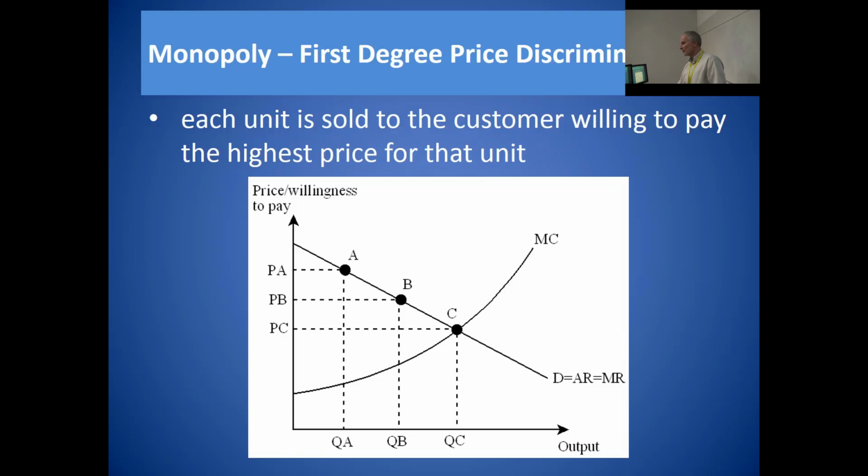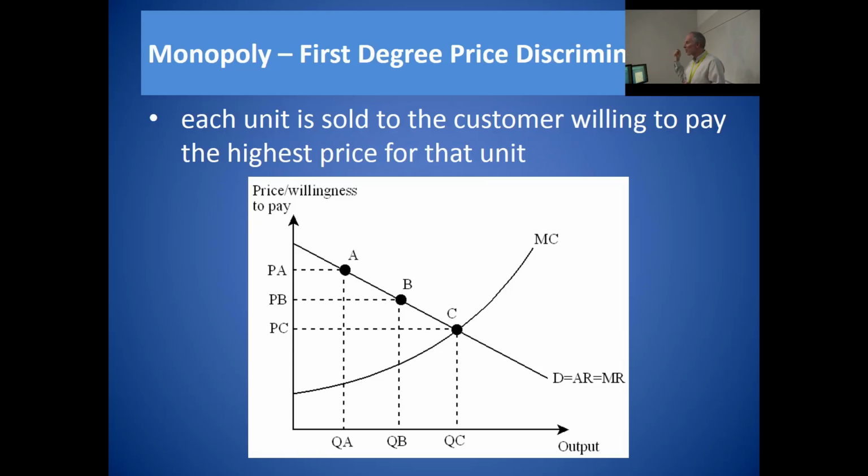Similarly, the monopolist also knows that there's a customer out there who's willing to pay a price of PB for that particular unit QB. And that customer is sold that unit for that price.